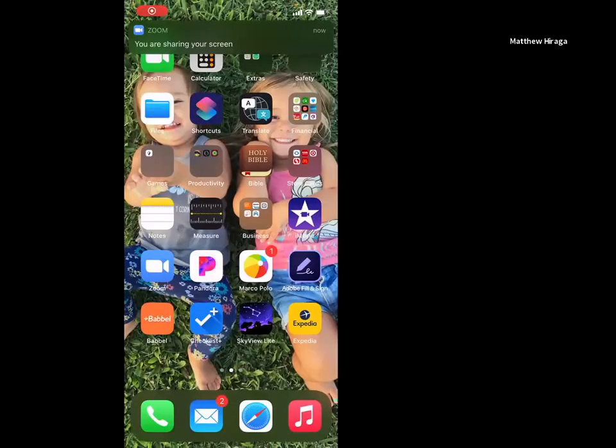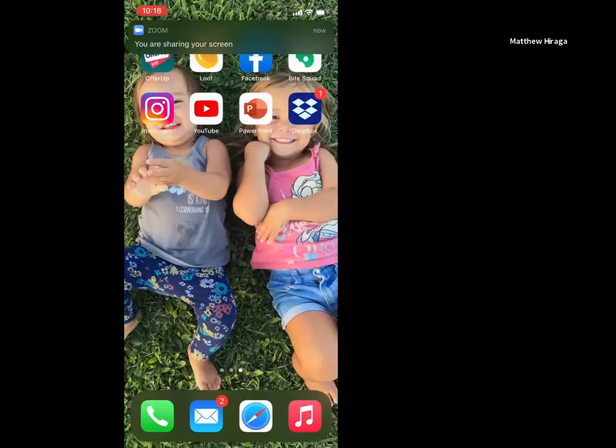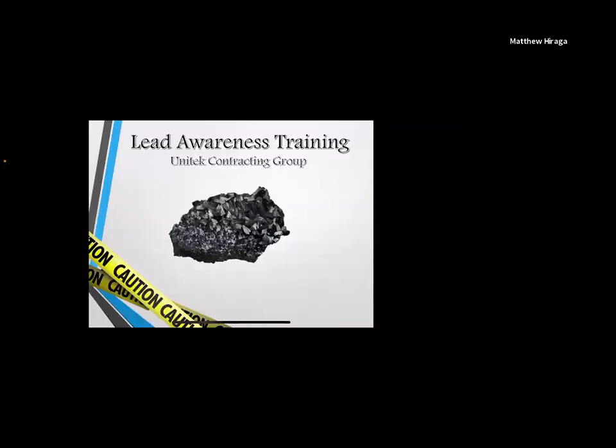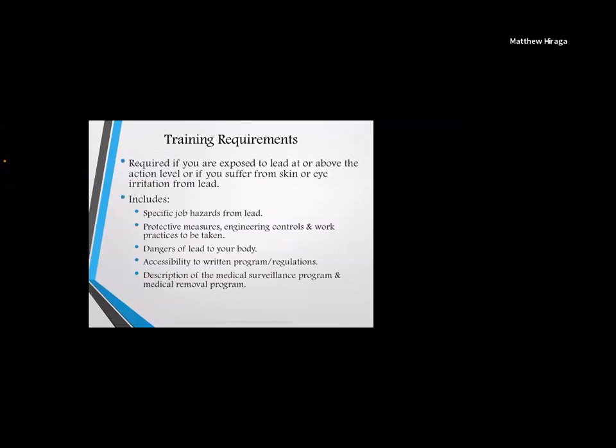Okay, so let's take a look here at the PowerPoint. This is lead awareness training. Let's dip right into it. Now, training requirements. It is required that you have this training if you are exposed to lead at or above the action level, or if you suffer from skin irritation or eye irritation from lead.